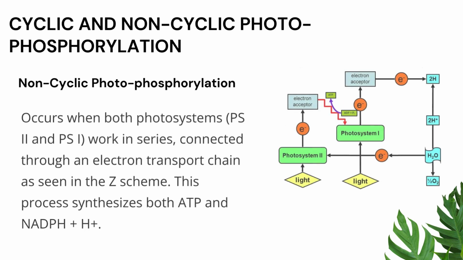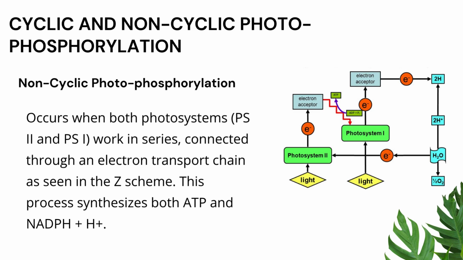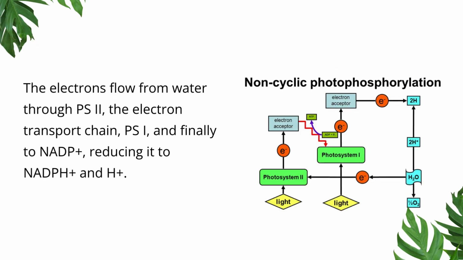Cyclic and non-cyclic photophosphorylation. Non-cyclic photophosphorylation occurs when both photosystems, PS2 and PS1, work in series, connected through an electron transport chain as seen in the Z scheme. This process synthesizes both ATP and NADPH plus and H plus. The electrons flow from water through PS2, the electron transport chain, PS1, and finally to NADP plus, reducing it to NADPH plus and H plus.